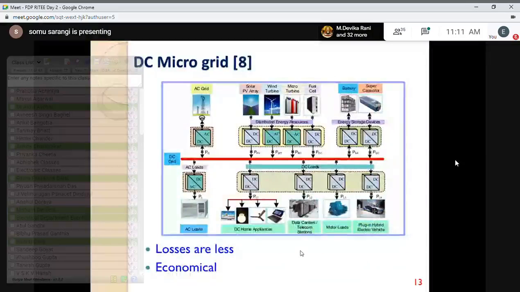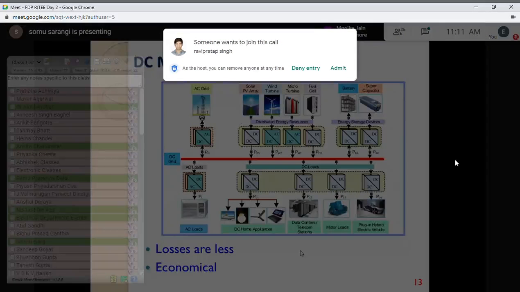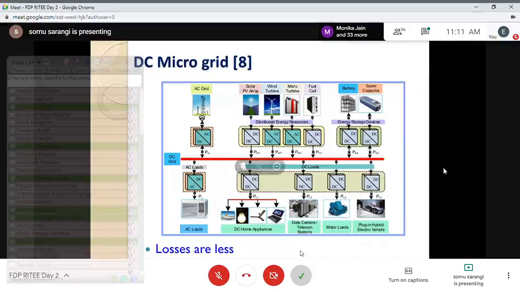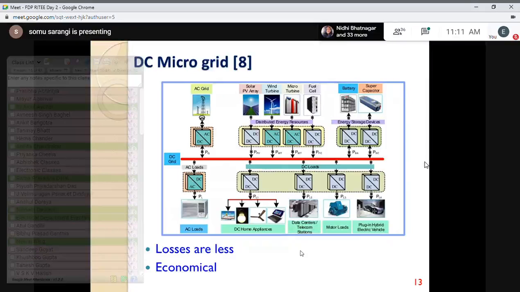Now, the second thing: whenever we have conversion, like different types of AC to DC conversion and DC to AC conversion, the conversion losses increase. And in the case of AC, the reactive power and other things also create problems, that is, power quality issues. So instead of the AC grid, there is a possibility that we will think about power in the case of DC.